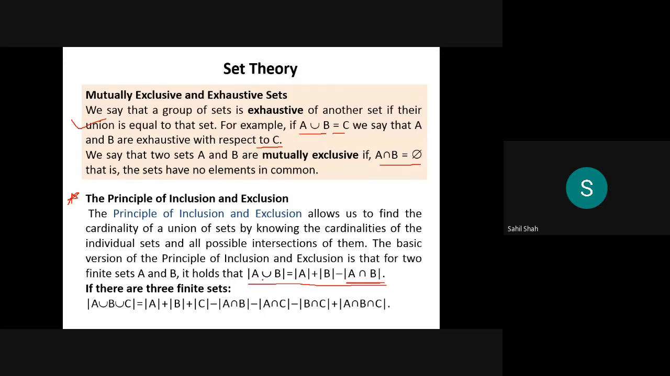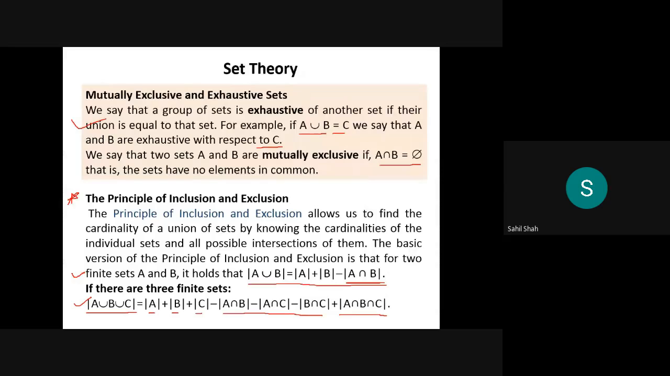This principle of inclusion exclusion can further be extended to three sets, wherein the cardinality of A union B union C is equal to the cardinality of A plus the cardinality of B plus the cardinality of C, minus the cardinalities of A intersection B, A intersection C, and B intersection C, and we add the cardinality of A intersection B intersection C. So these are the two formulas which we will be using throughout while solving all the further examples.